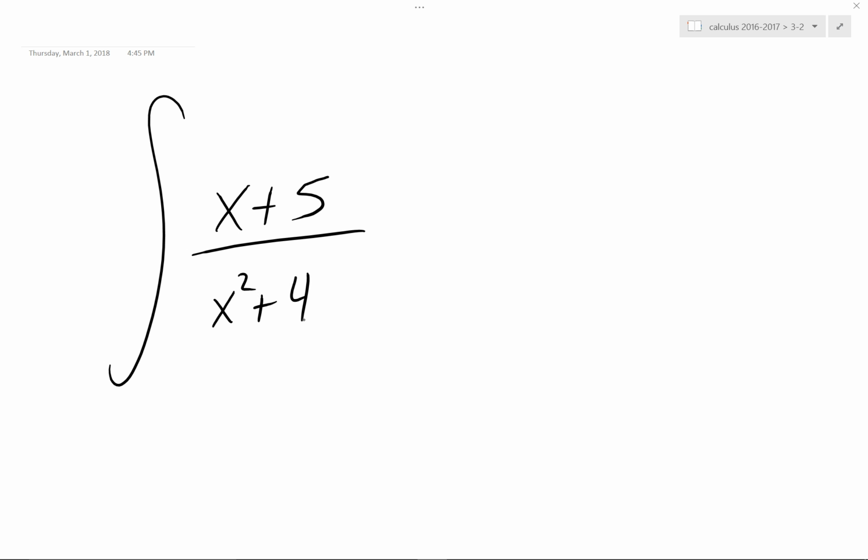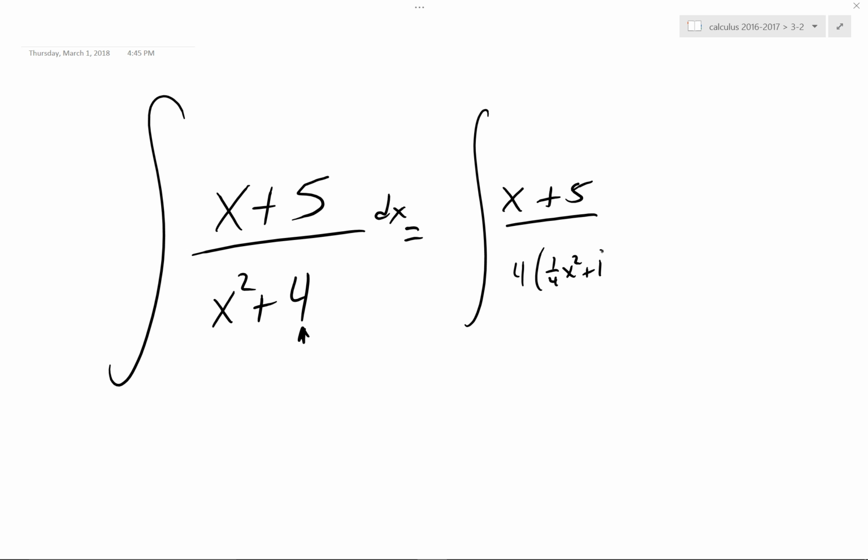Again, this needs to be a 1. A lot of people will screw this up. They're like, I don't know what to do. Well, first things first, friends. So let's factor that out. So let's leave this as x plus 5. Of course, there's a dx here. I got a little carried away. I'm sorry. That's 1/4 x squared plus 1, correct?